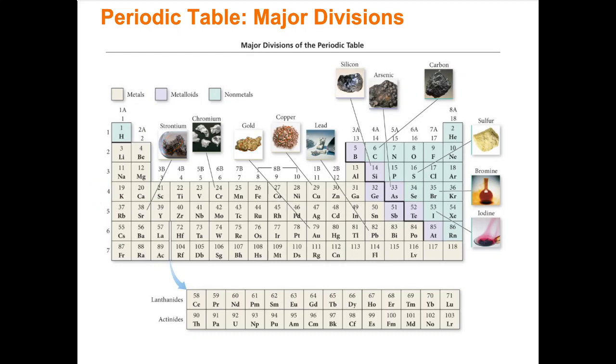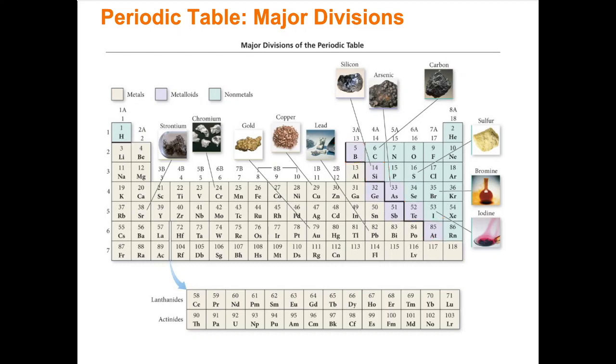And then we have, in the purple color, the metalloids. So you notice this stair step down the periodic table. That's where our metalloids live. They're kind of in between our metals and nonmetals. Depending on which periodic table, sometimes they draw this line a little bit different. But basically everything along the dotted line, those are going to be your metalloids.